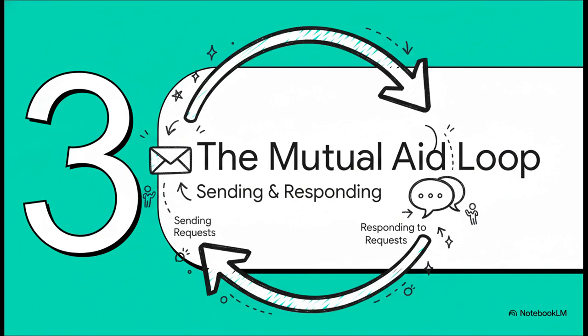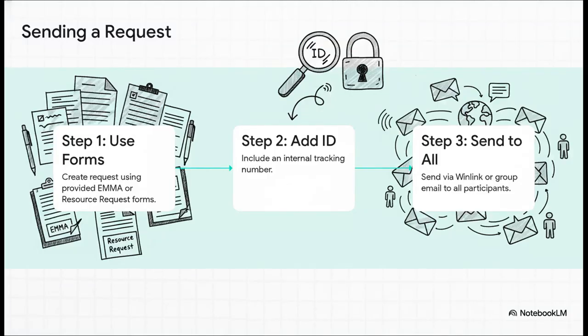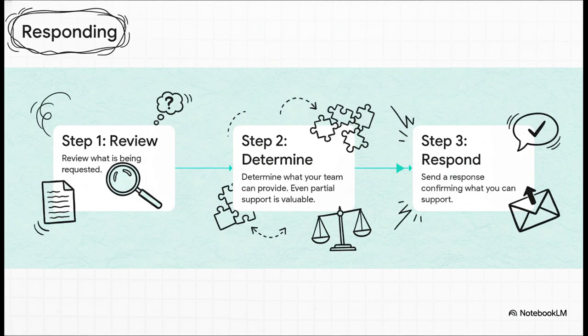So what happens next? Well, Module 2 is a two-way street. You're going to be sending requests out, but you're also going to be responding to them. This is what we call the mutual aid loop, and you're about to see it in action. Okay, when you're sending your request, sticking to the process is absolutely key. You're going to use the EMA or the resource request forms they give you. Make sure to include an internal tracking number, that's important, and then send it out using WinLink or a group email to everyone participating. Why everyone? Because it keeps us all on the same page and helps prevent two different teams from trying to solve the same problem.